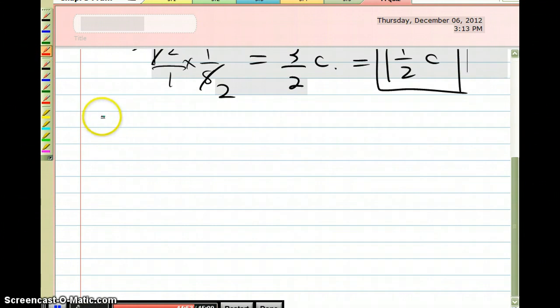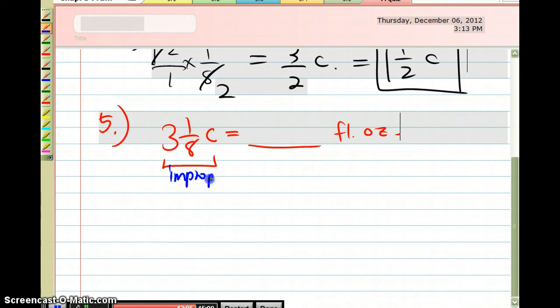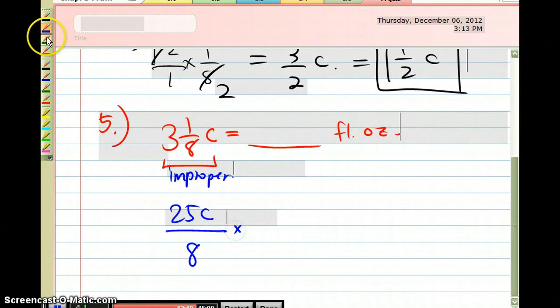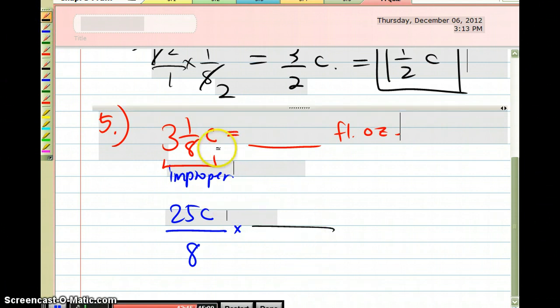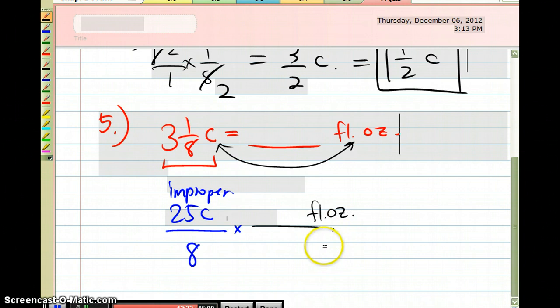I'm going to skip down to number 5. If I have 3 and 1/8 cup and I want to figure out how many fluid ounces that is, I'm going to start with the problem and make sure that it's an improper fraction, giving me 25 cups over 8. I'm going to multiply by my new fraction. The new fraction that I get should be the relationship between cups and fluid ounces. So I want my answer to be in fluid ounces, so I'm going to put that in the numerator. The answer always goes in the numerator. Cups at the bottom. That's why the cups cancel out, just like that, top and bottom.